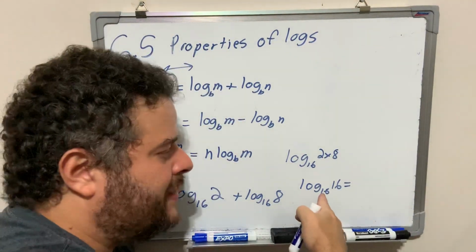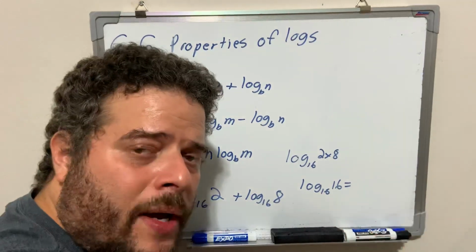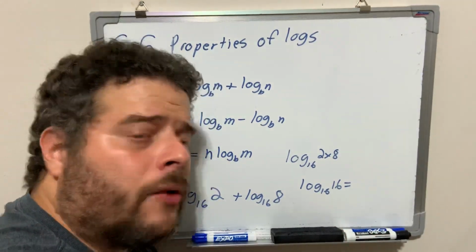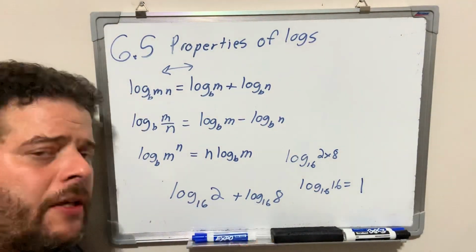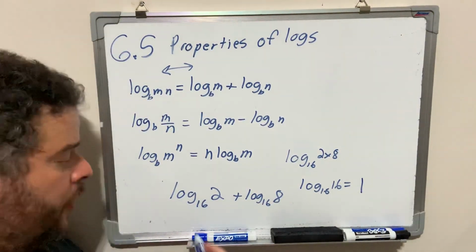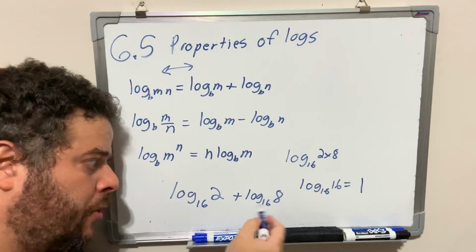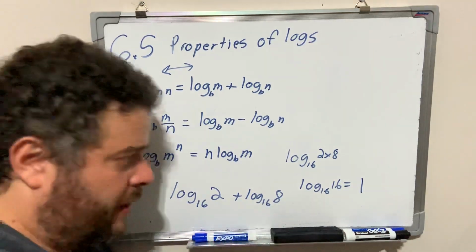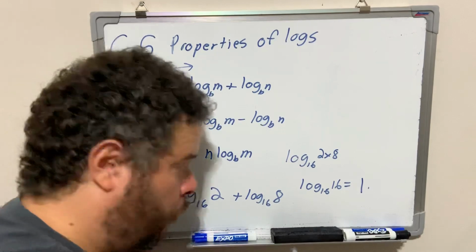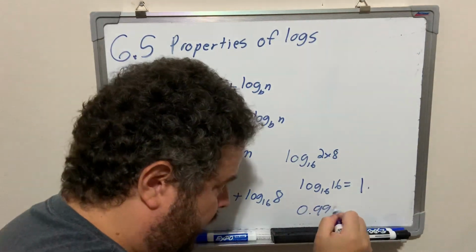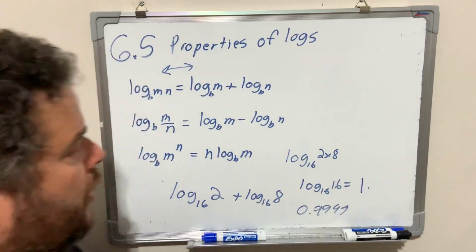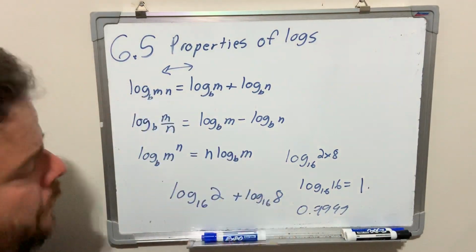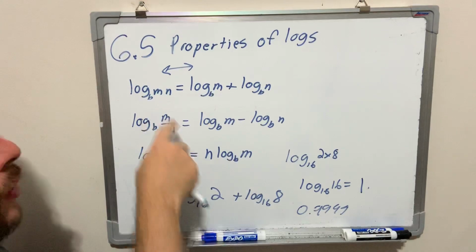What number do I raise 16 by in order to end up with a 16? You should all know the answer. The answer is 1. Now, if you do this in the calculator, you're also going to get a 1. You're going to get a crazy decimal here, a crazy decimal here. When you add them both, you're either going to end up with 1 or a number that is infinitely close to 1. It should be 1. Okay? So, just like you break them, you can also condense them.